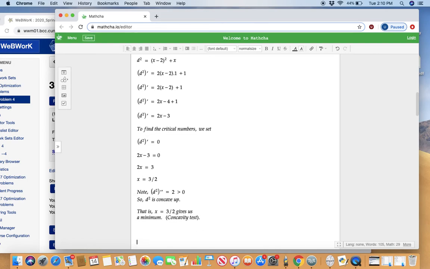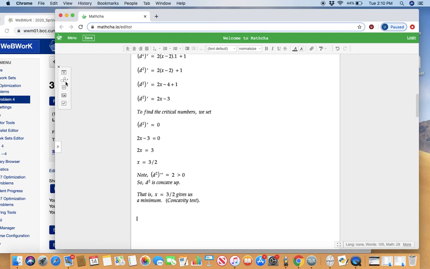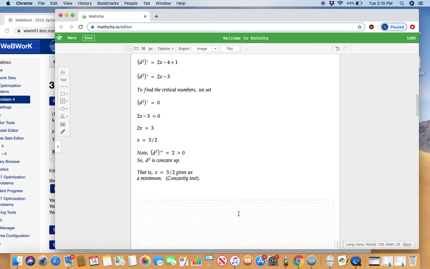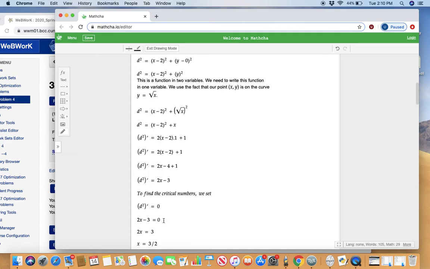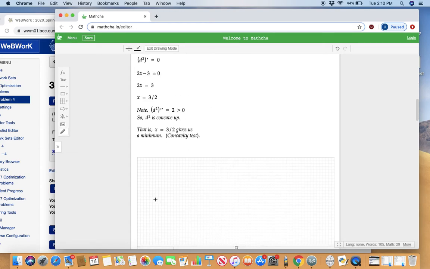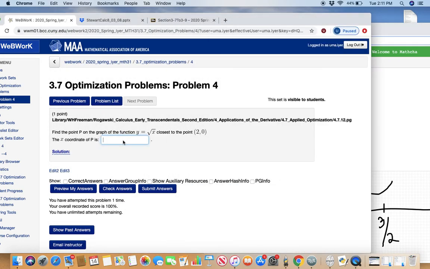If you recall, the concavity test does the following, you see. I have 3 halves somewhere here. And my function is not concave down. It is concave up. So this has to be a minimum for me. All right. So the x coordinate has to be 3 halves.